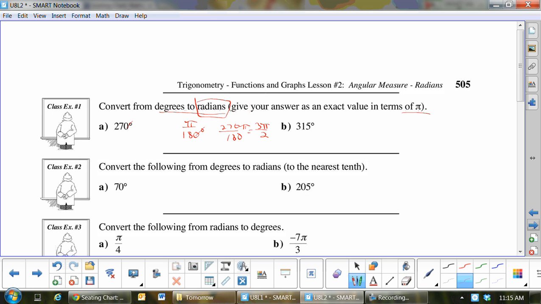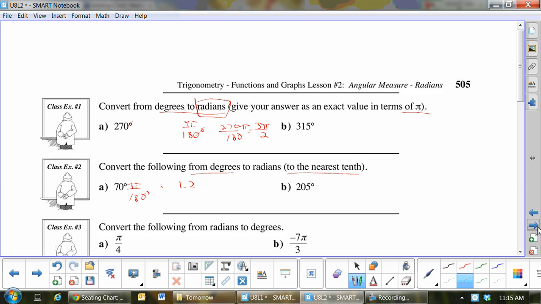So what if it says convert to the nearest tenth? Well, you would still go pi over 180, but then you would go 70 times pi and use your pi button. Don't use 3.14. 70 times pi divided by 180. And it said to the nearest tenth, so how many radians is that? I'm not getting 1.7. What do I get? 1.2.